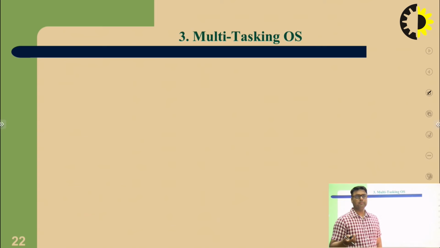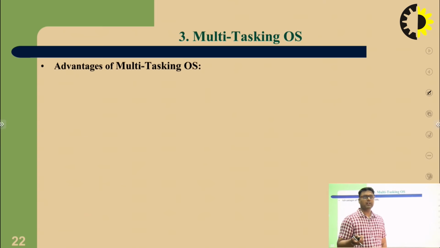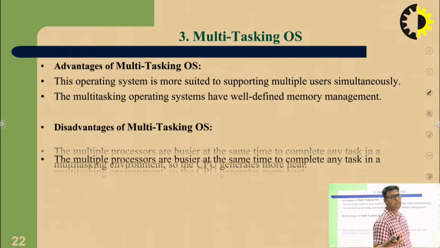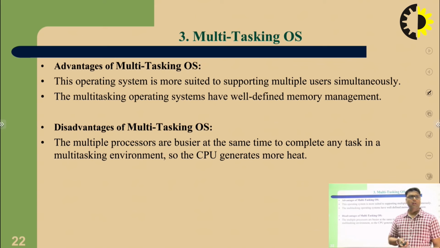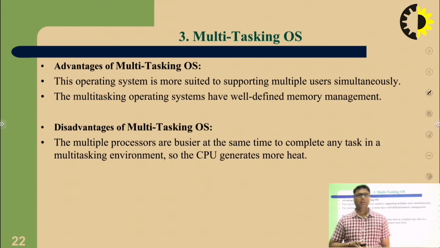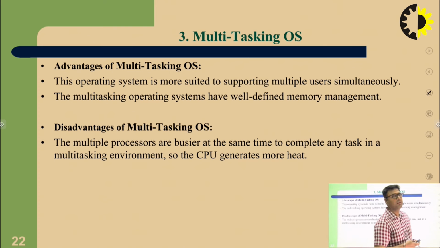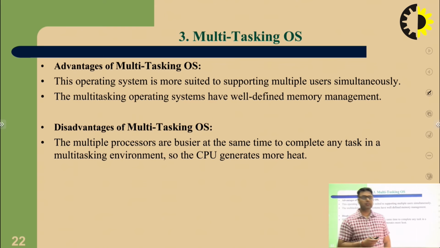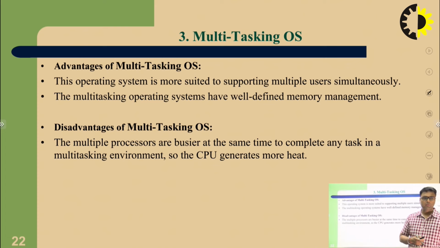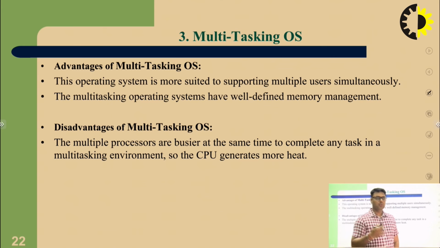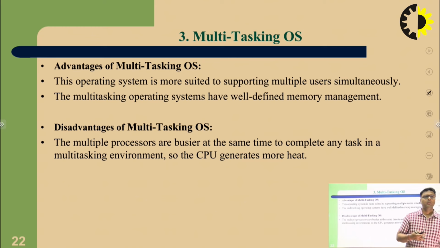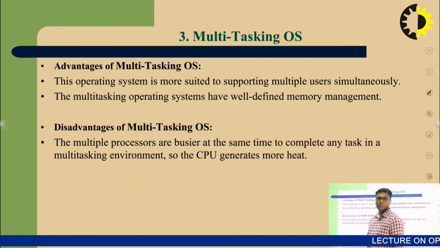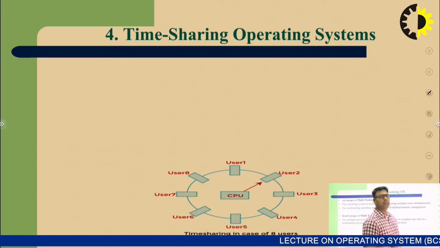Advantages of multitasking: this operating system is more suited to supporting multiple users simultaneously. The multitasking operating system has well-defined memory management. Multiple processes are busy at the same time to complete any task in a multitasking environment. So the CPU generates more heat, because when the maximum processing capacity is used for multitasking, the CPU generates more heat.